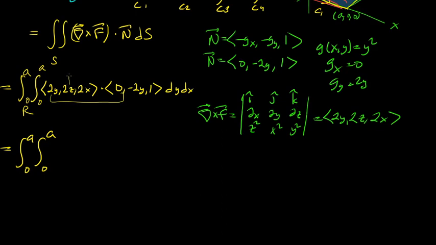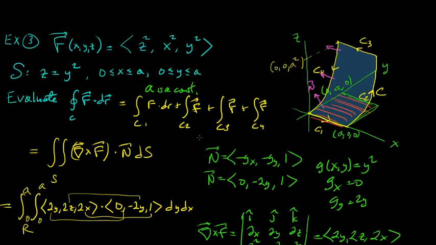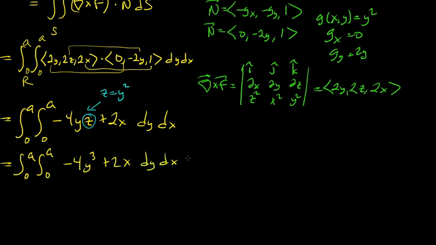And the dot product is going to be 0 minus 4yz plus 2x. Again, there's a bit of an issue here. We can't integrate this directly because there's no z. It's just dy dx. So what was z? Well, z was defined as the cylinder, right? z equals y squared. So we have to plug that in here. z is really just y squared. So when we do that, we get negative 4y cubed plus 2x dy dx.